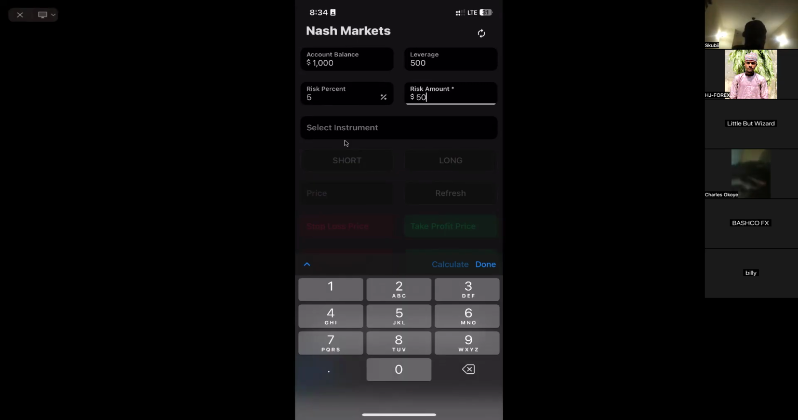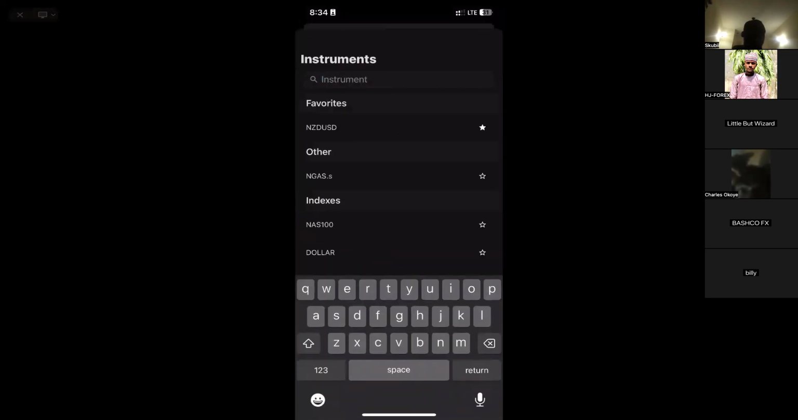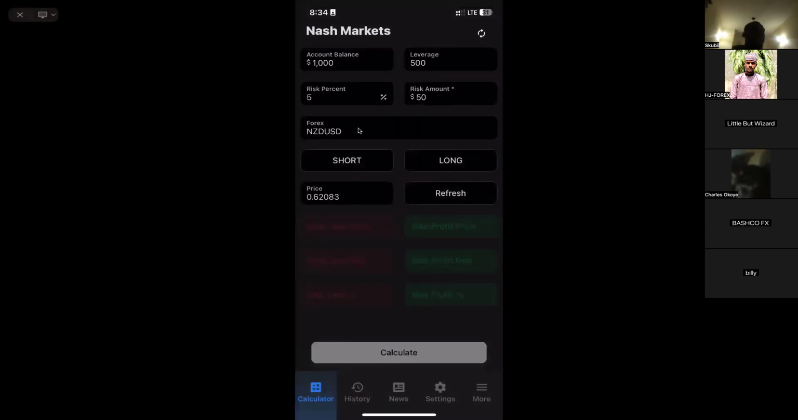The next thing you need to do is select instruments, which is the currency pair. Now, NZD is already my favorite here, so I'm going to tap on it. And then we have to choose whether it's a buy or a sell. In this case, it was actually a buy, so we'll click on long. Now it's giving us the current price of NZD USD. If it's not your entry price, you can change it and then put what your entry price is.